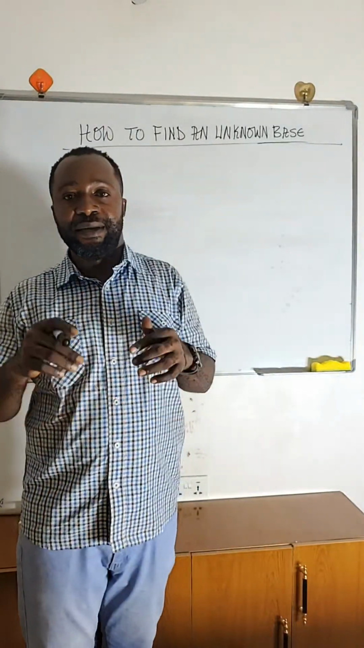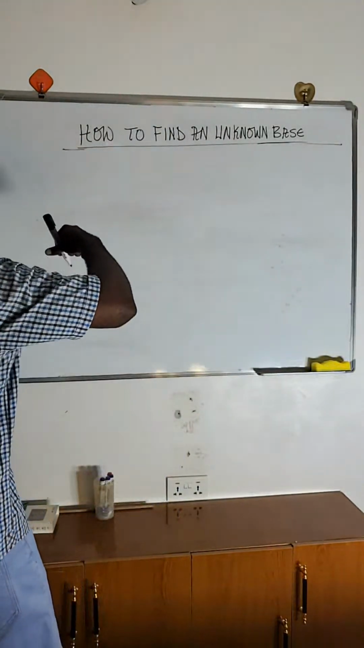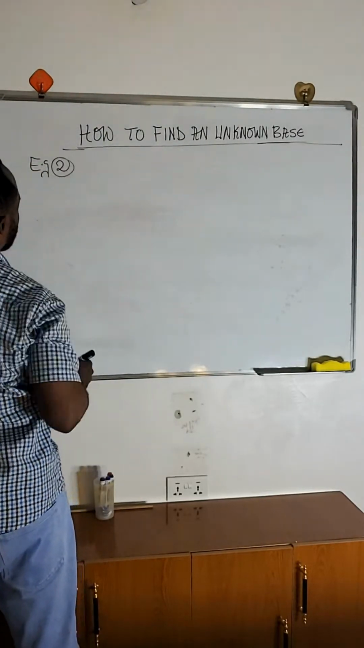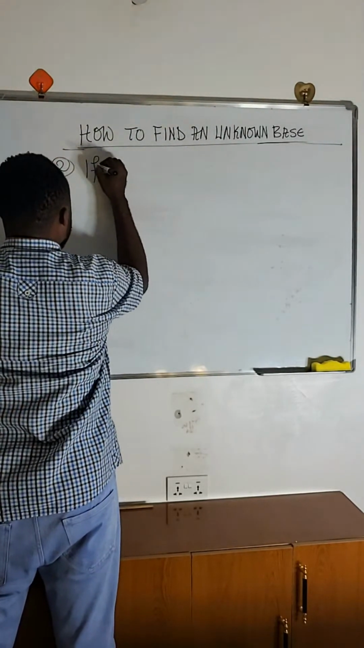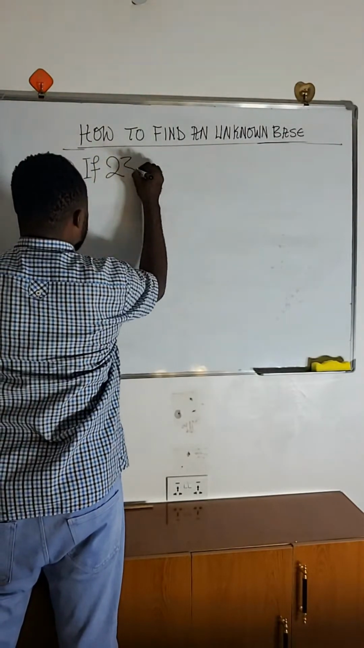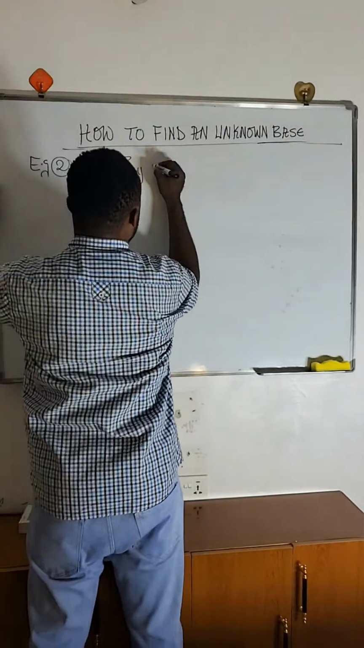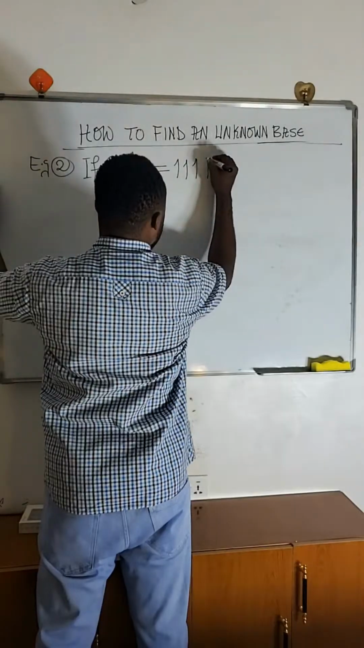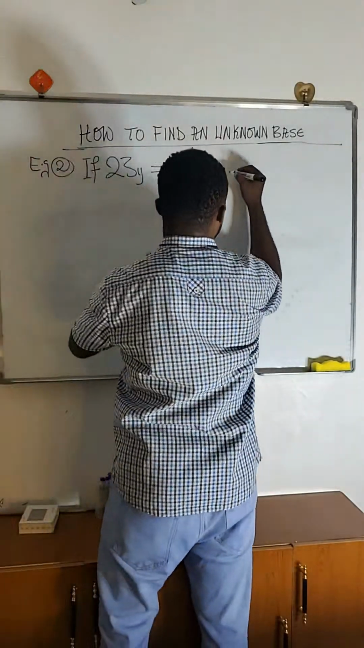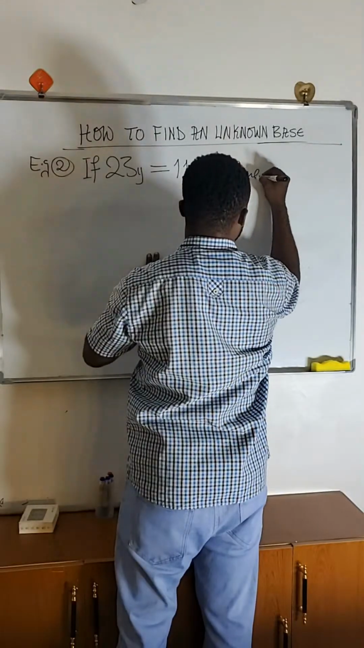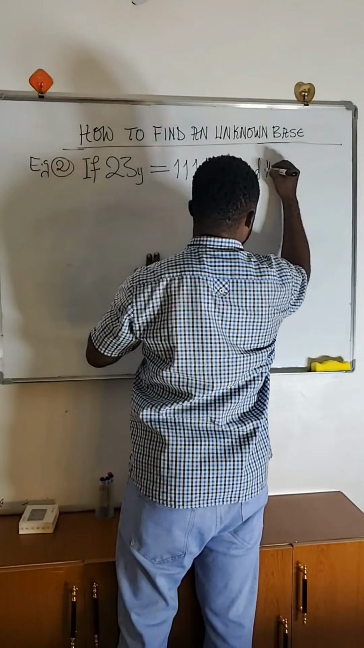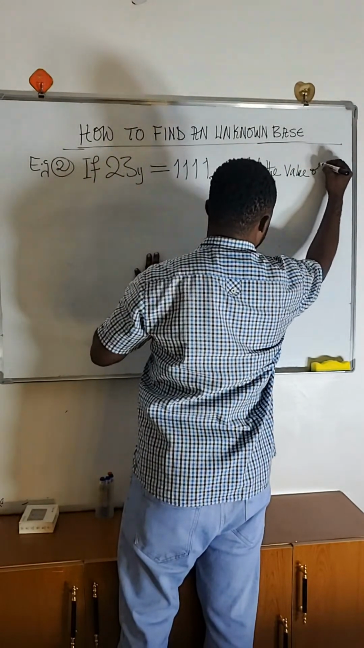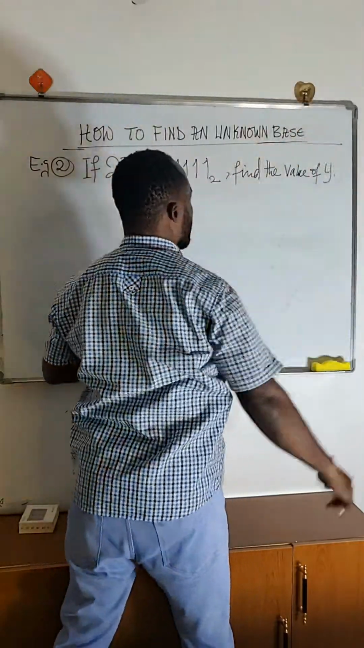You are told that in example 2, if 23 in base y equals 1111 in base 2, the question is find the value of y. Find the value of y. All right?